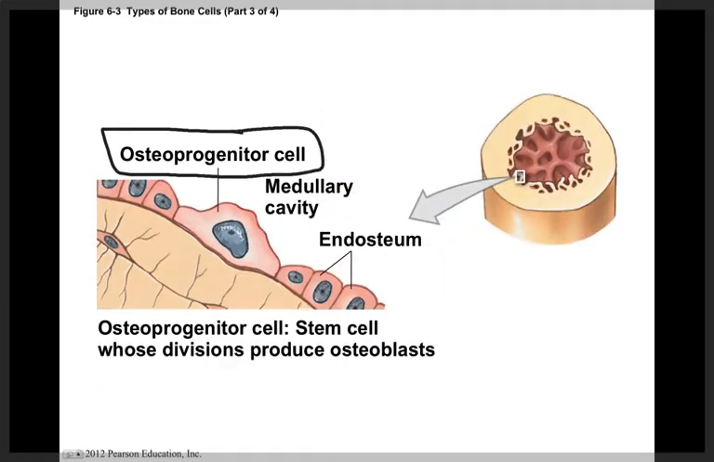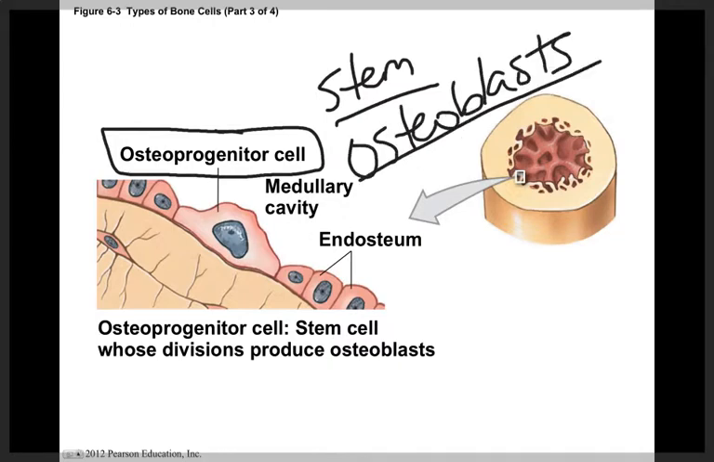The osteoprogenitor cell is a mesenchymal cell or a stem cell in bone that divides to produce daughter cells that will differentiate into osteoblasts. There are fewer of these cells. They are important in the repair of a fracture.